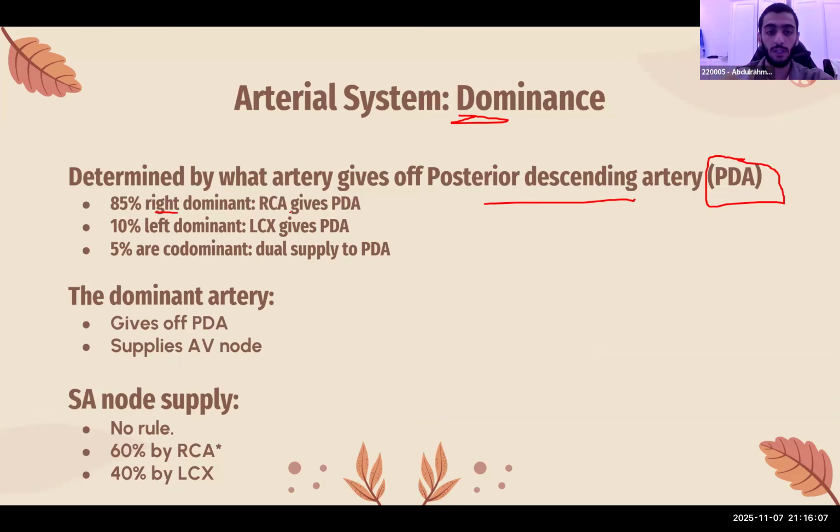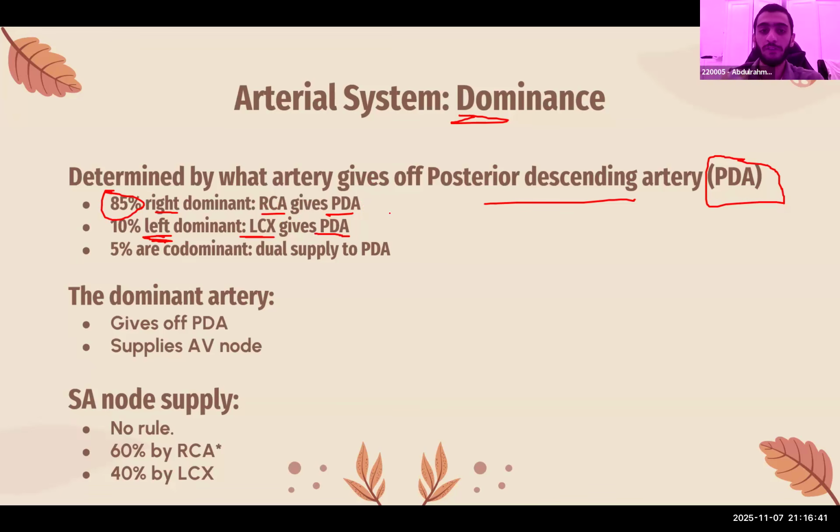If it's a right dominant, it's gonna be the right coronary artery gives the PDA, and if it's left dominant, the left circumflex artery gives the PDA. LCX is the left circumflex artery, and the RCA is the right coronary artery. Okay. Now, the way I remember it is that most of them are basically the right coronary artery is the PDA, is that the left artery comes off the left coronary and gives off two branches, the left circumflex and the left anterior descending. So the left artery is already doing its job.